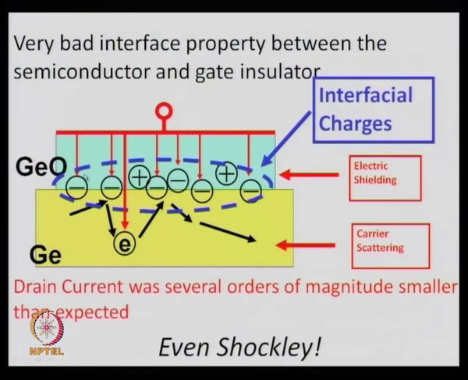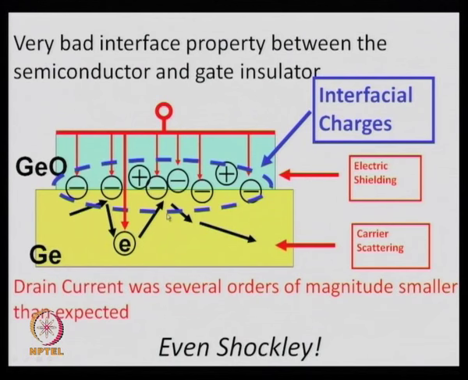What I meant by interface properties can be seen from here. Between germanium and germanium oxide, if this is your insulator, because they are two different materials, the germanium to germanium oxide bonds are not satisfied. And therefore, there are some charges left, which are called dangling bonds, or interfacial charges. The net effect was they were shielding the effect of voltage on the gate material, and not every voltage could then be induced into the semiconductor.